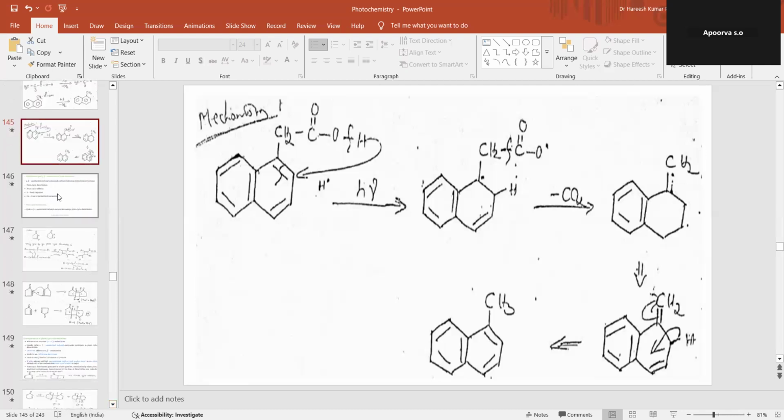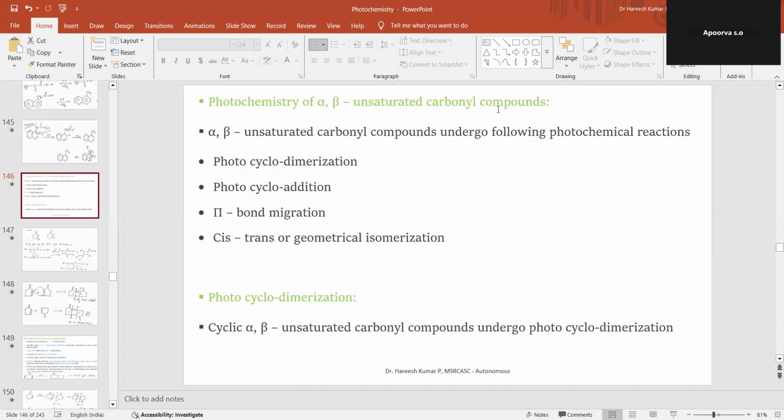In the next slide, I am taking the photochemistry of alpha beta unsaturated carbonyl compounds. These are carbonyl compounds that contain a double bond at the alpha beta position. Alpha beta unsaturated carbonyl compounds undergo the following photochemical reactions: photocyclodimerization, photocycloaddition, pi bond migration, and cis-trans geometrical isomerism. So let's take the first one, photocyclodimerization.